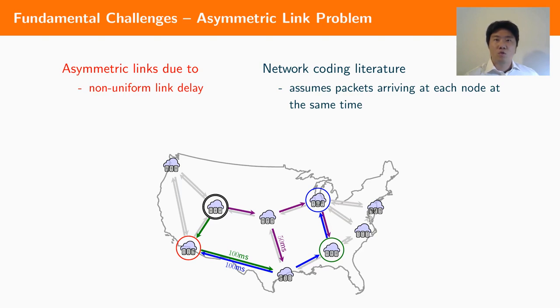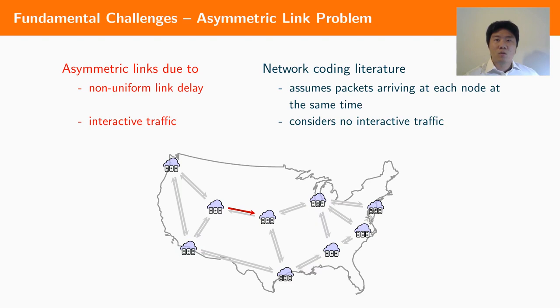The network coding literature usually omits this prerequisite by assuming all upstream packets arriving at each node simultaneously. However, link latencies are non-uniform, and the upstream packets may traverse through different numbers of hops before arriving. Therefore, the same time arrival assumption is not valid in practice.